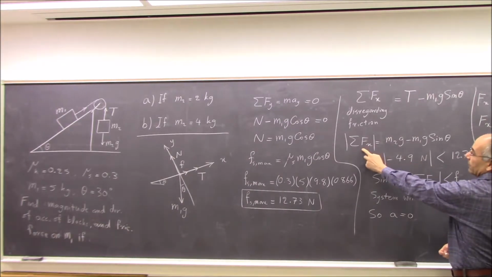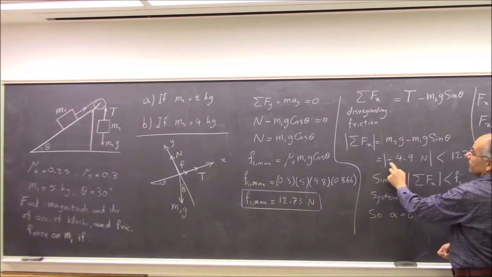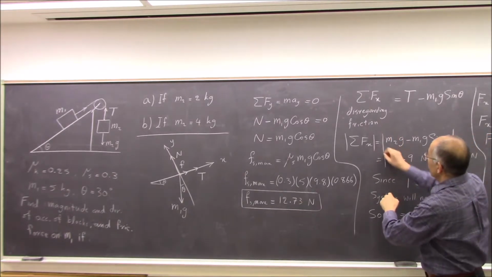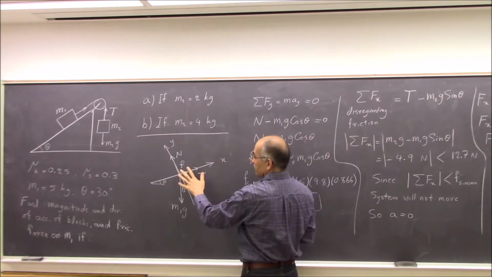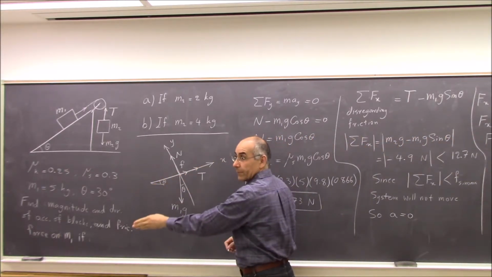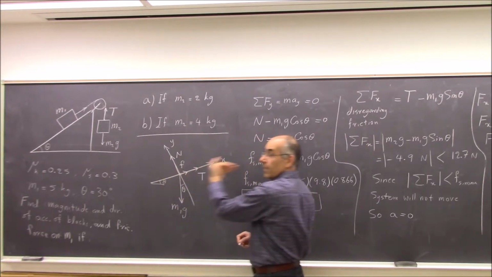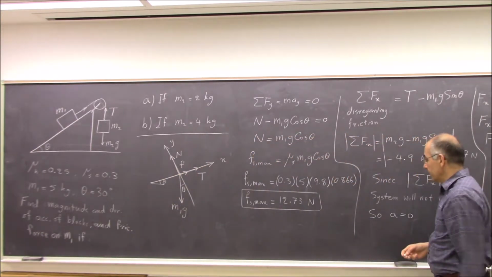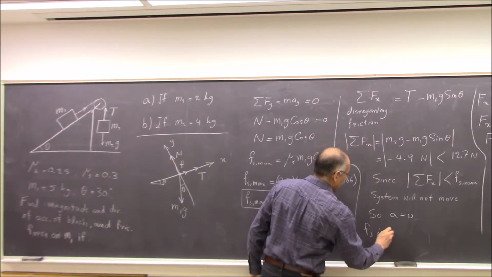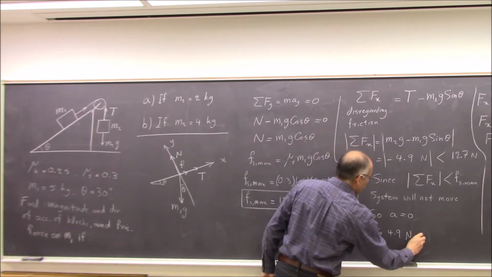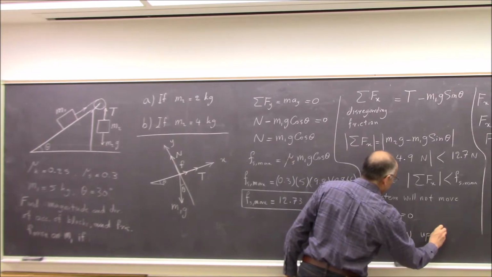If we calculate all the x components, it became negative 4.9 Newton, and the x direction was this way, which means the sum of all the x components is down the ramp. Therefore, the friction will be up the ramp. So Fs is 4.9 Newton up the ramp.